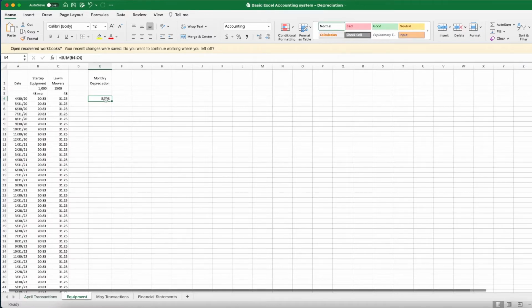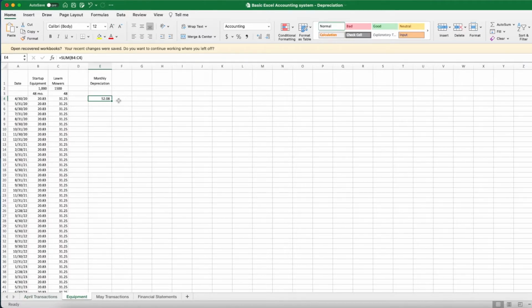If you were to go back here, it's actually $52.08. So that was a rounding that we did just when we set up the spreadsheet. The 8 cents is not going to cause us major problems as long as you know that that's what you're doing. Okay, so that's what we have for April. We have depreciation of $52. Now, let's say we continue on.